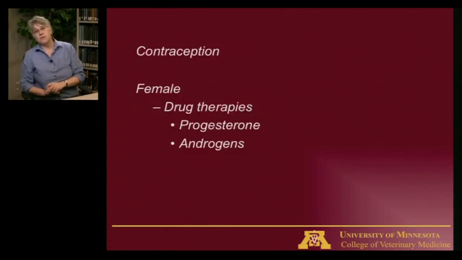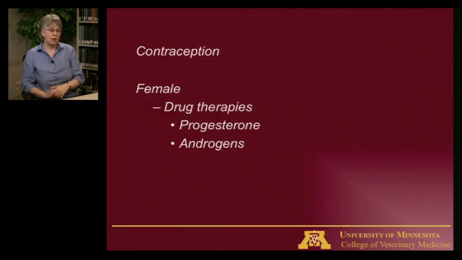So for both the female and the male, I'm going to talk about a couple of different ways that we can do it: drug therapies and what's called immunocontraception. I'll talk about the drug therapies first. This is probably what most humans are familiar with, because this, of course, is how it's most commonly done in people: a woman is given some sort of pill or patch that has various hormones on it that interrupt her normal menstrual cycle, and we can sort of mimic that in the dog.